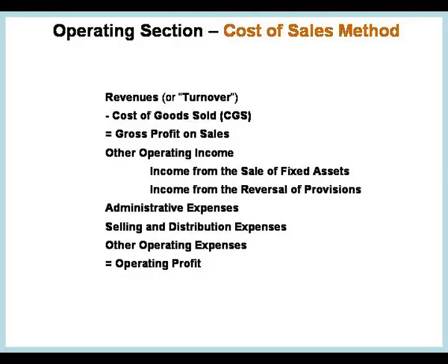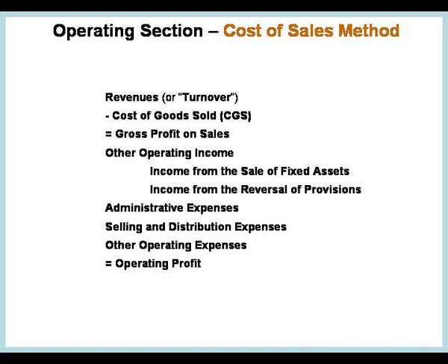The next position is identical to the other operating income we already talked about, so I'll skip that and move straight on to the administrative expenses, which, as we said in class, is a translation for Verwaltungsaufwendungen. And then we have the selling and distribution expenses, which is a translation for Vertriebsaufwendungen or Vertriebskosten.